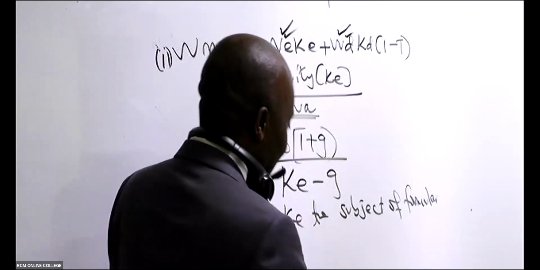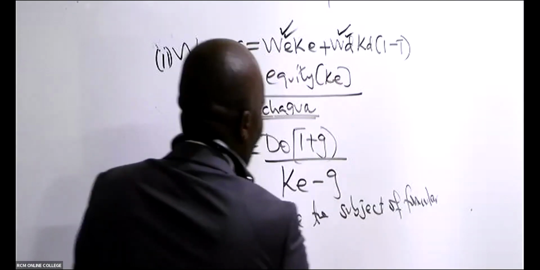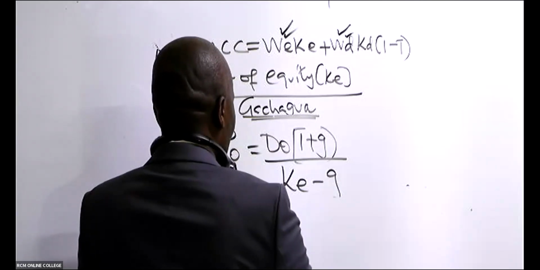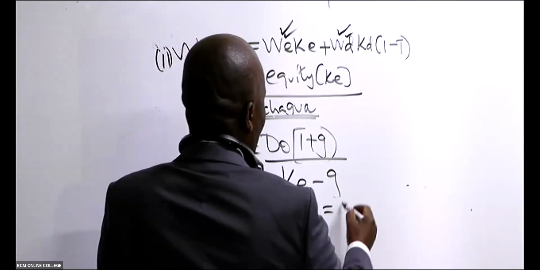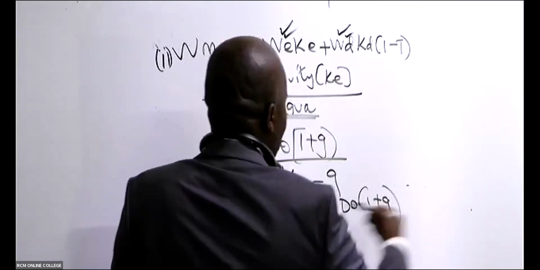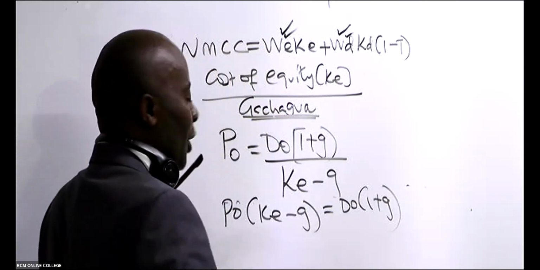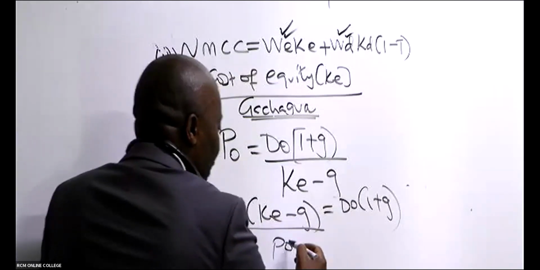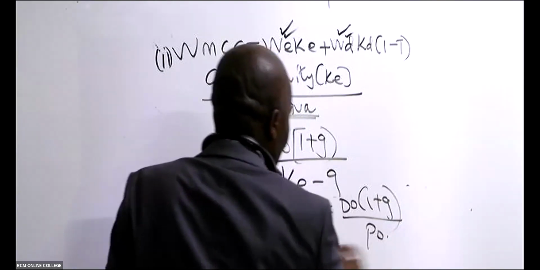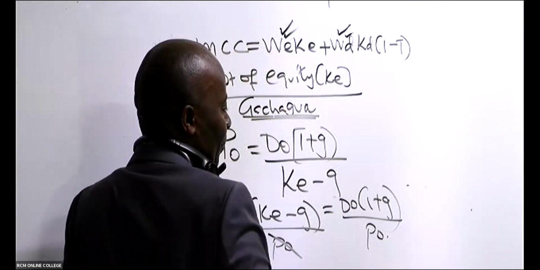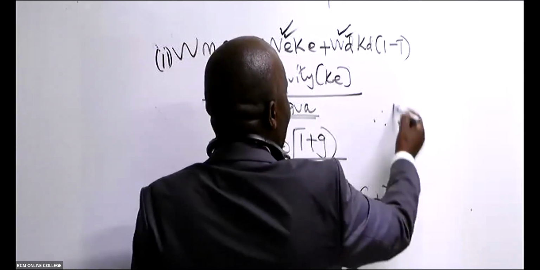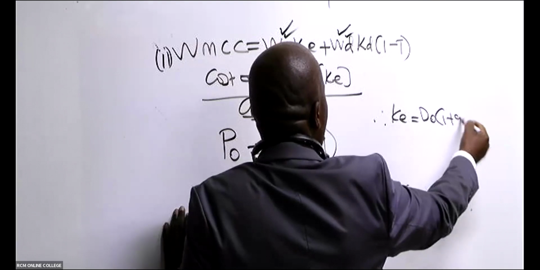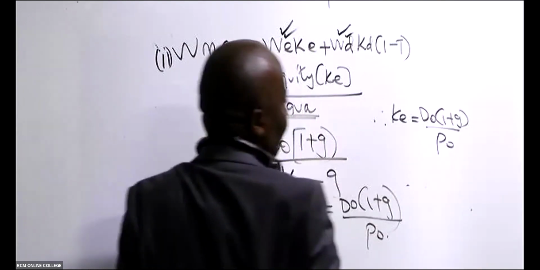So we are making KE the subject. Please listen. Look at what I will do. I will cross multiply, so it will be PO into KE minus G equals DO into 1 plus G. In mathematics, I don't have to open the brackets. I can treat this as one number, and then I divide both sides by PO, so that this and this cancel out. Meaning that my KE will be equal to DO into 1 plus G over PO.